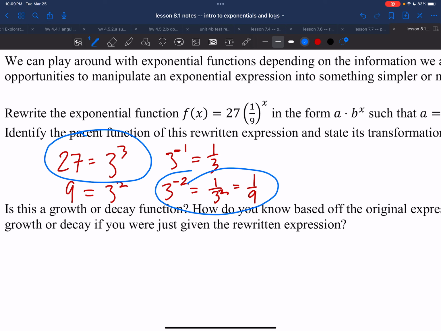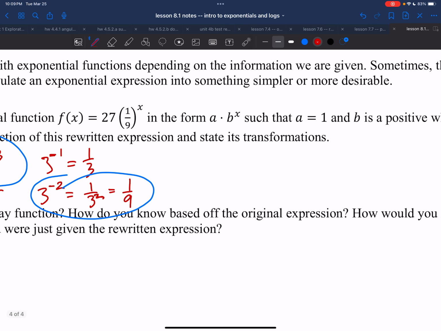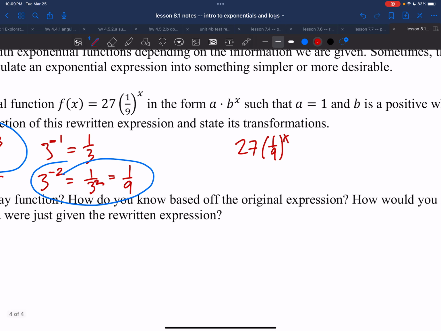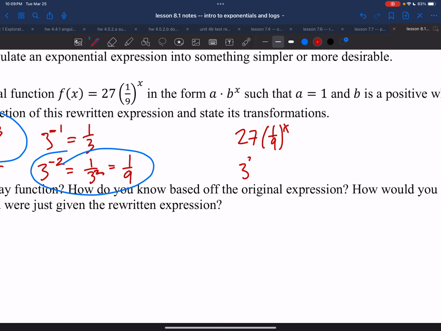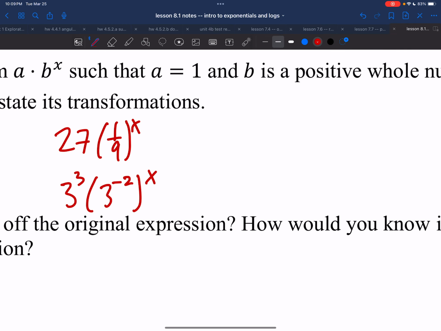So here's what we're going to do. We're going to take this function, 27 times 1/9 to the x, and you're going to rewrite 27 as 3 cubed, and you're going to rewrite 1/9 as 3 to the negative 2, which is then raised to the power of x, because there's that power of x right there. Now, because we're familiar with properties of exponents, there's something you can do here. You can combine this into a simpler expression.